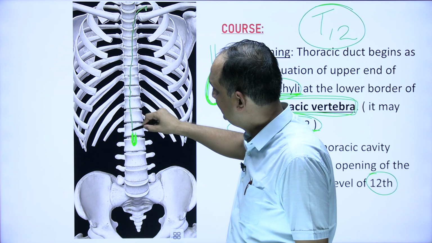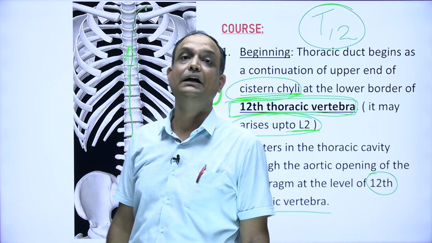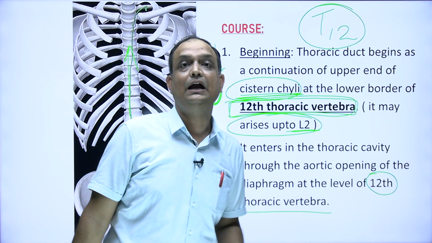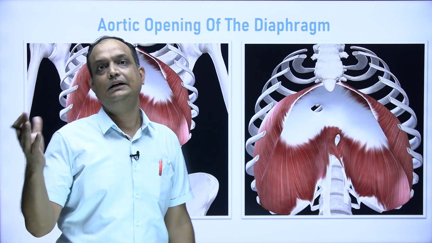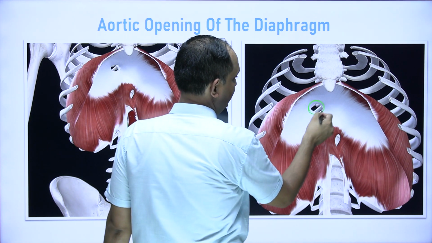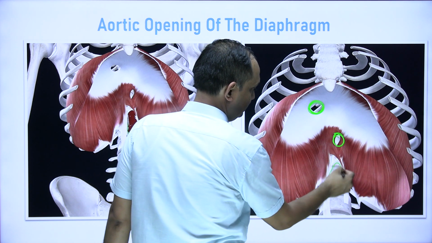From that you have the thoracic duct, which starts and enters into the thoracic cavity. Now, the entry comes through these openings. When you see the diaphragm from below, you can see there are three major openings. This is the first opening, this is the second opening, and this is the third opening.